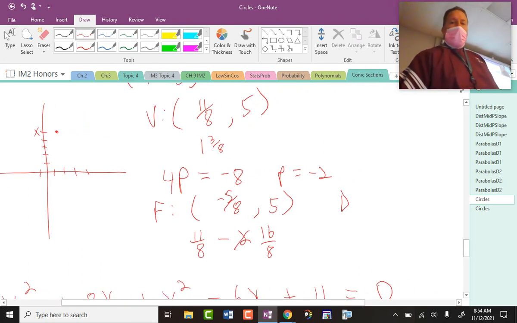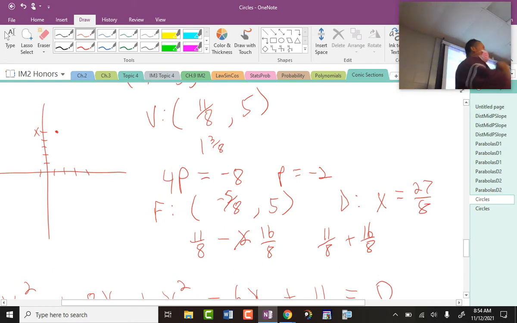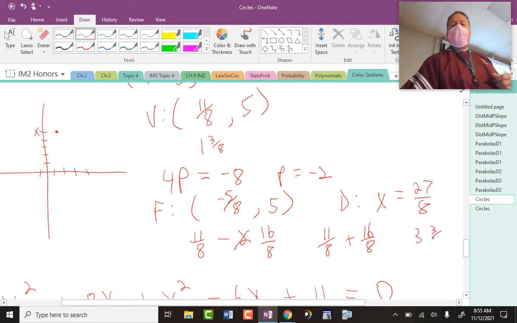And then what's the directrix? I have to go to the right of 11/8. So that's adding 16/8. So the directrix is 27/8. It is x equals 27/8, unless you want to get marked wrong. All right, vertical lines are x equals. And this is 3 3/8, I believe. 27/8, 3 3/8. So I can ballpark it, 1, 2, 3 3/8, approximately right around there.